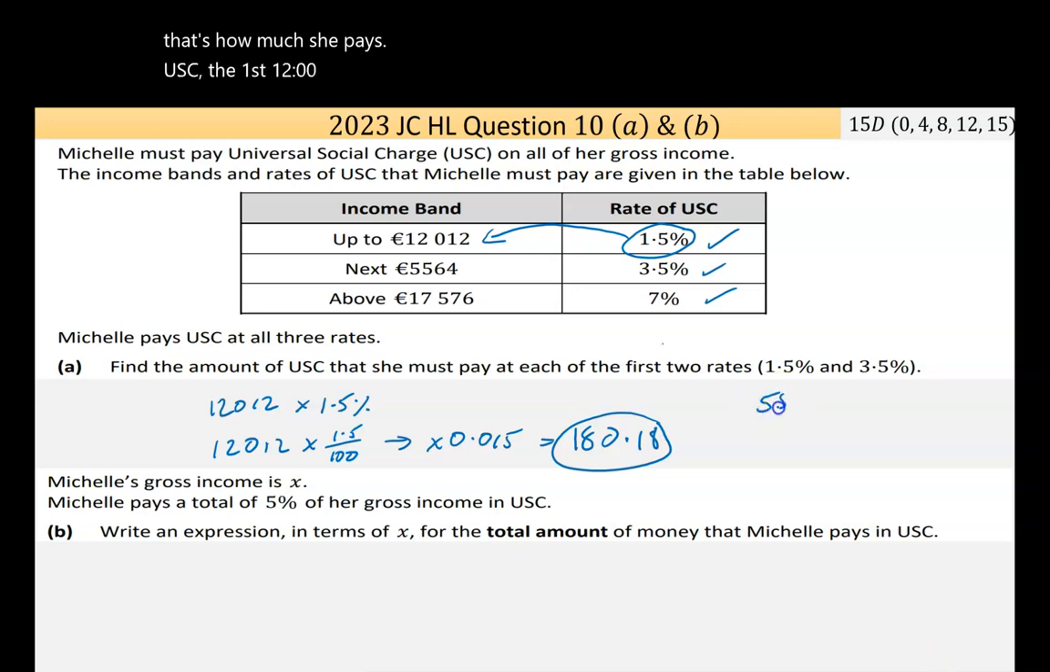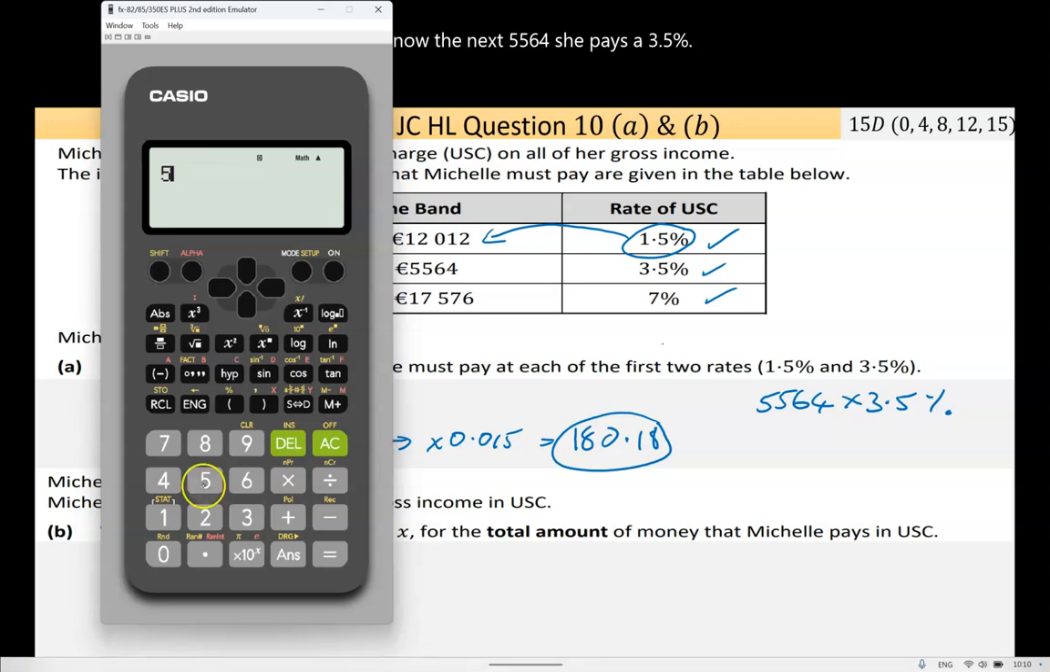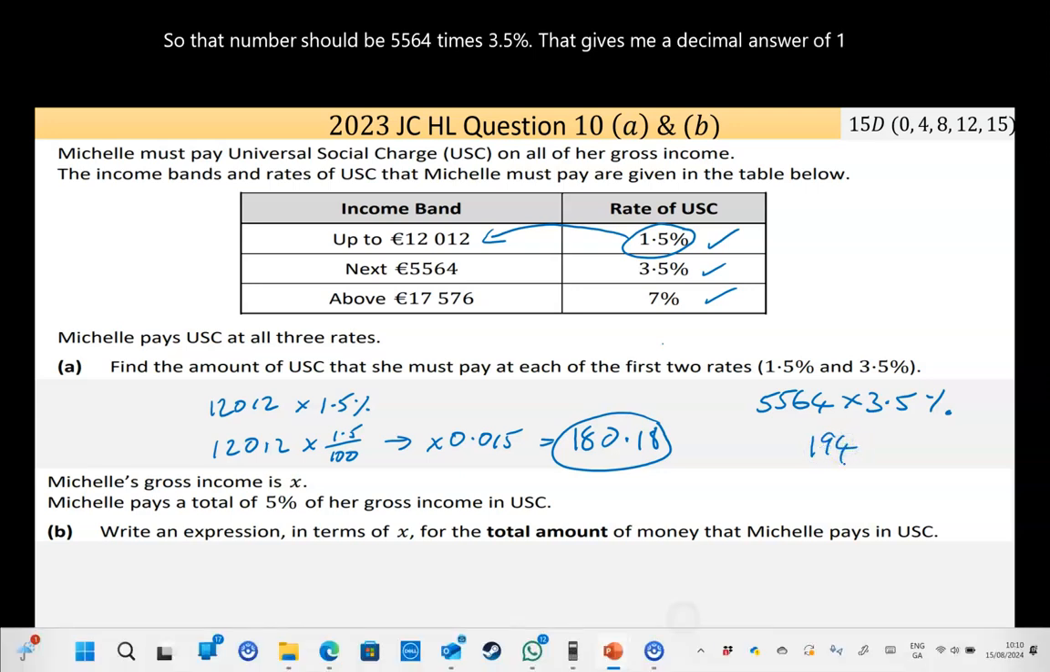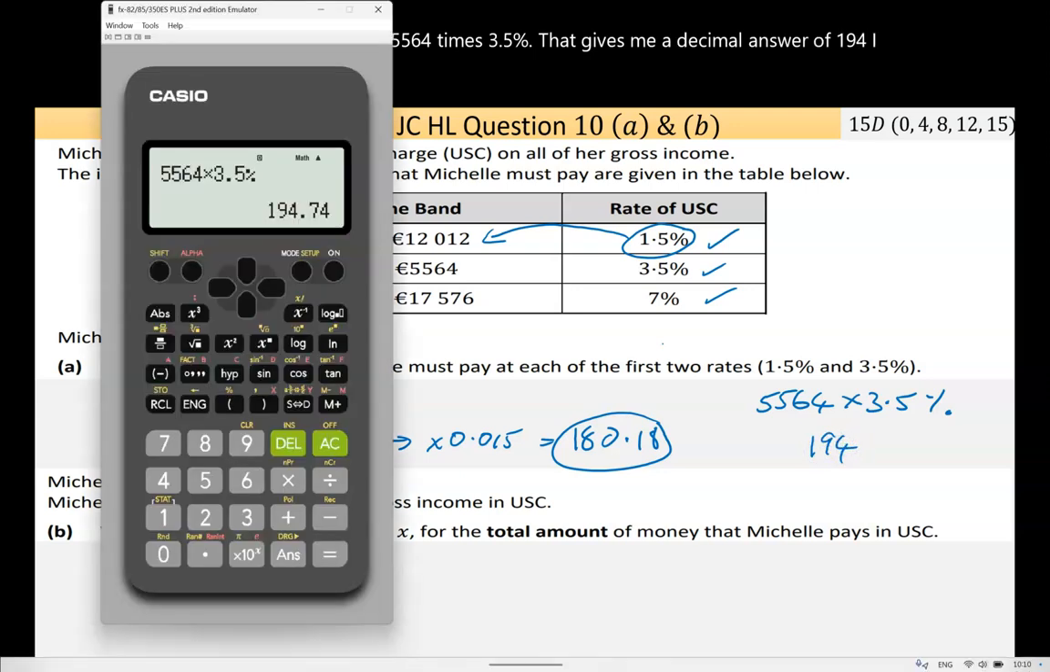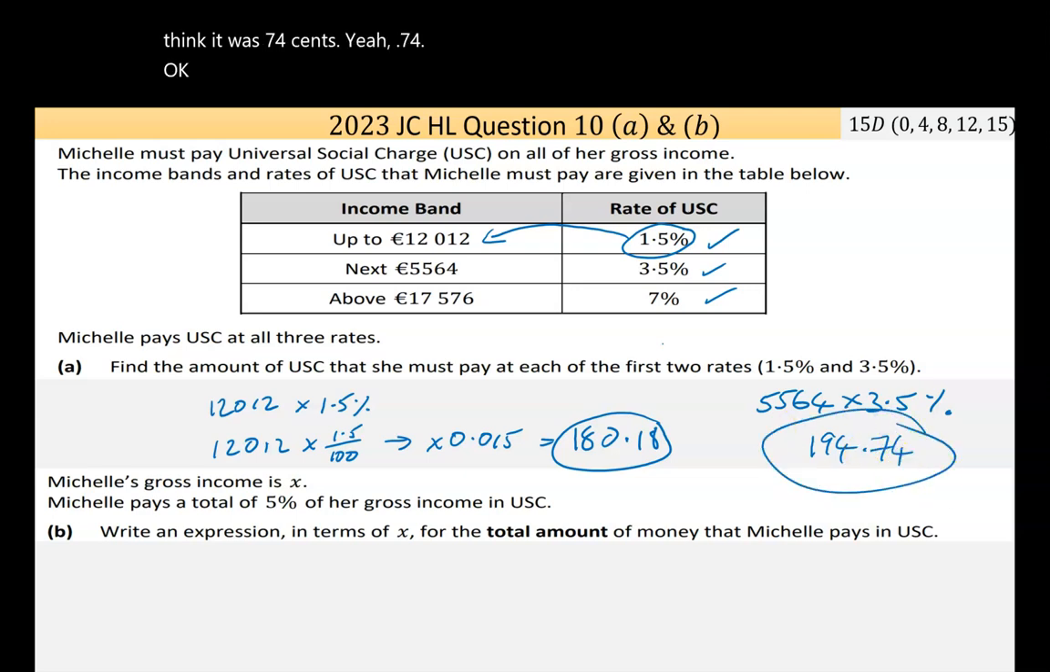Now the next 5,564, she pays at 3.5%. So that number should be 5564 times 3.5%. That gives me a decimal answer of 194, I think it was 74 cents. Yeah, 0.74. Okay, now you're asked to find the amount of she must pay. That probably is the answer.